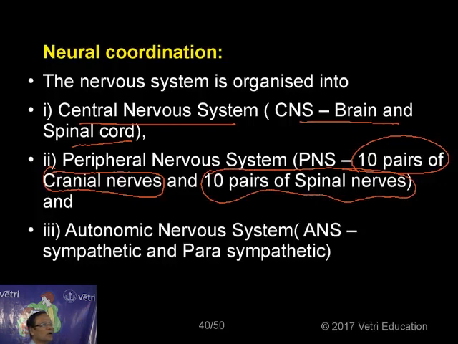This is a question: how many pairs of cranial nerves are present in the frog? In fishes and amphibians we have 10 pairs. Reptiles, birds and mammals have 12 pairs of cranial nerves and 31 pairs of spinal nerves. The peripheral nervous system, leaving the brain and spinal cord to various parts of the body, the peripheral organs, is represented by both cranial nerves and spinal nerves.